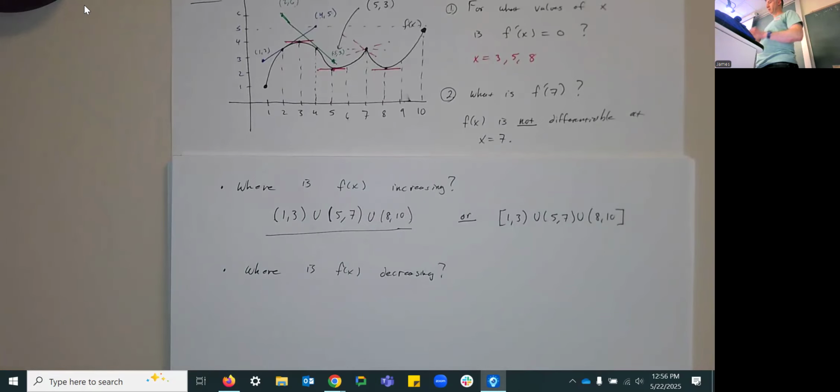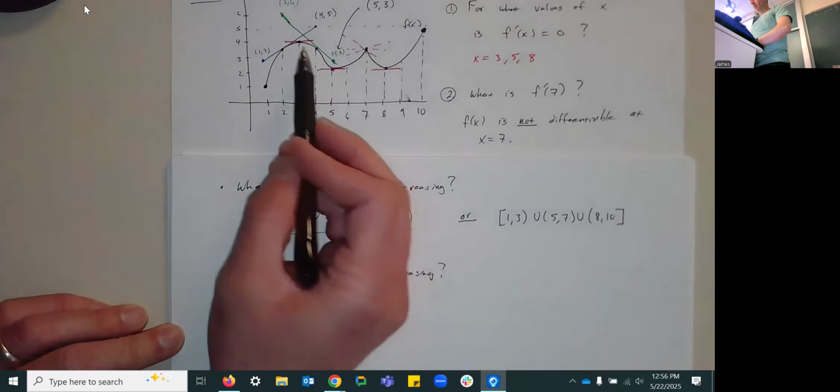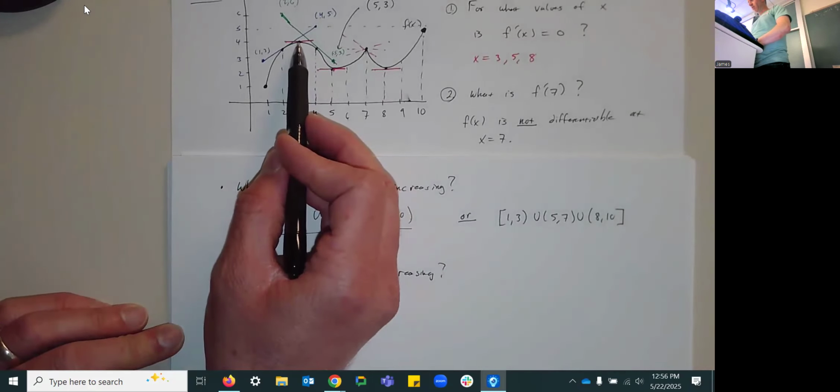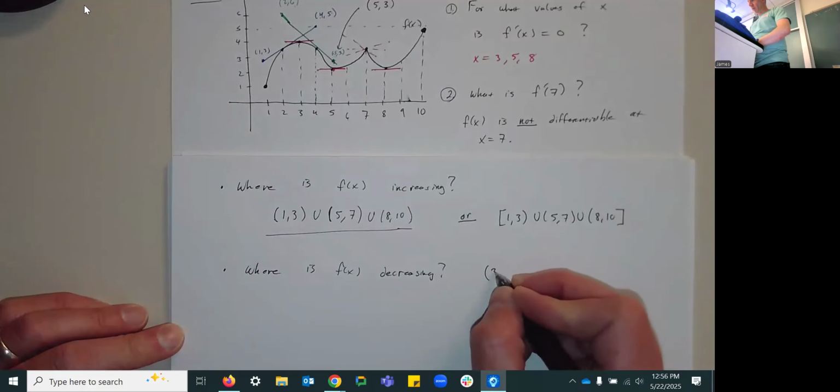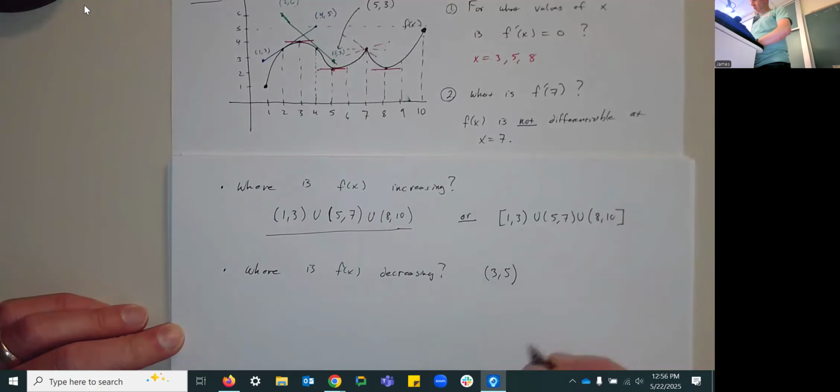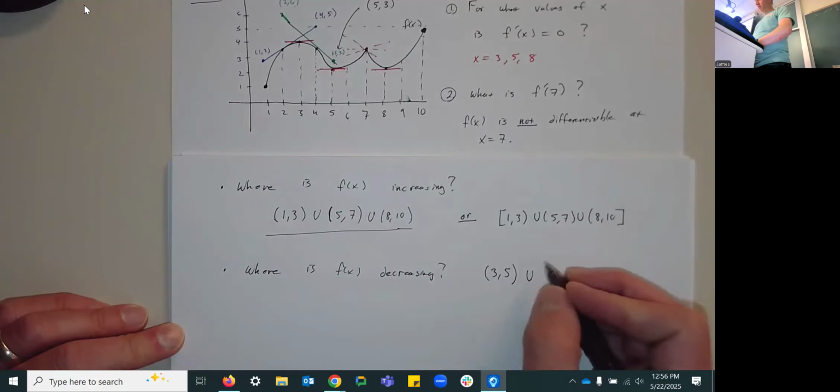All right, let's see. So to me, it looks like it's topping out at x equals 3 and then getting smaller, smaller, smaller until we get to x equals 5. So certainly from 3 to 5, union, and then from 7 to 8.